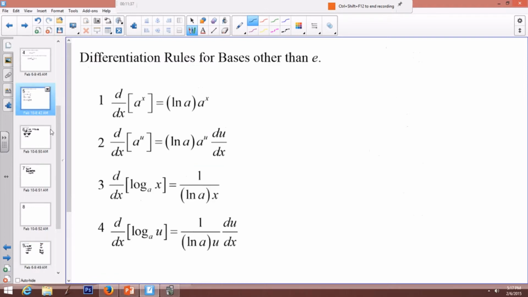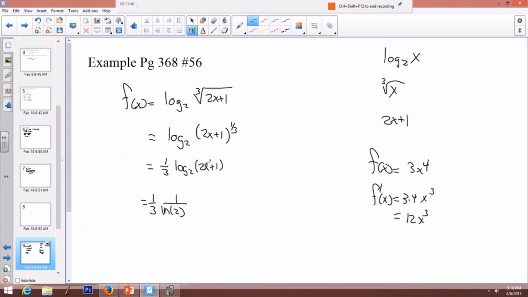And then, look at this, times whatever that thing is. So in this one we had 2x plus 1, and then we multiply that by the derivative of whatever that u is, which is just going to be 2. So I end up with 2 over 3 ln 2 times 2x plus 1.